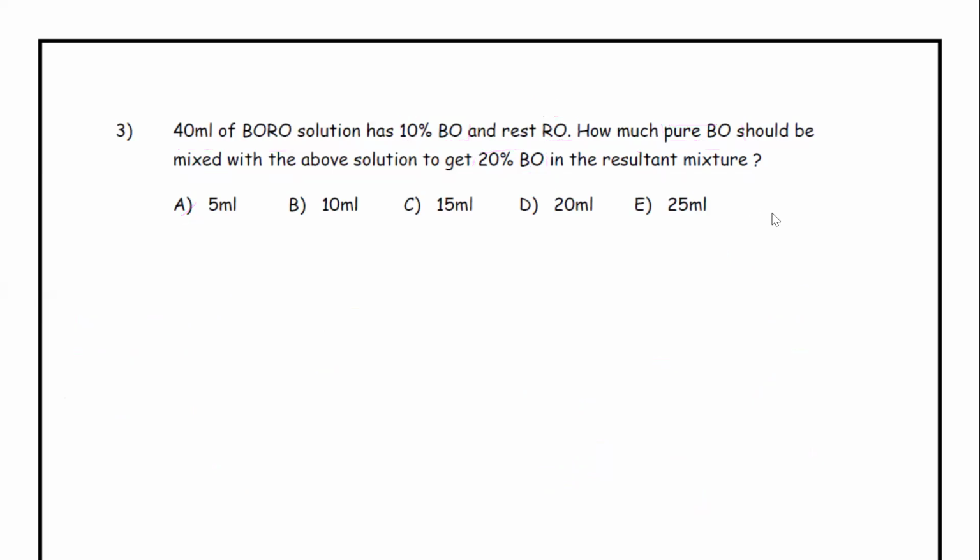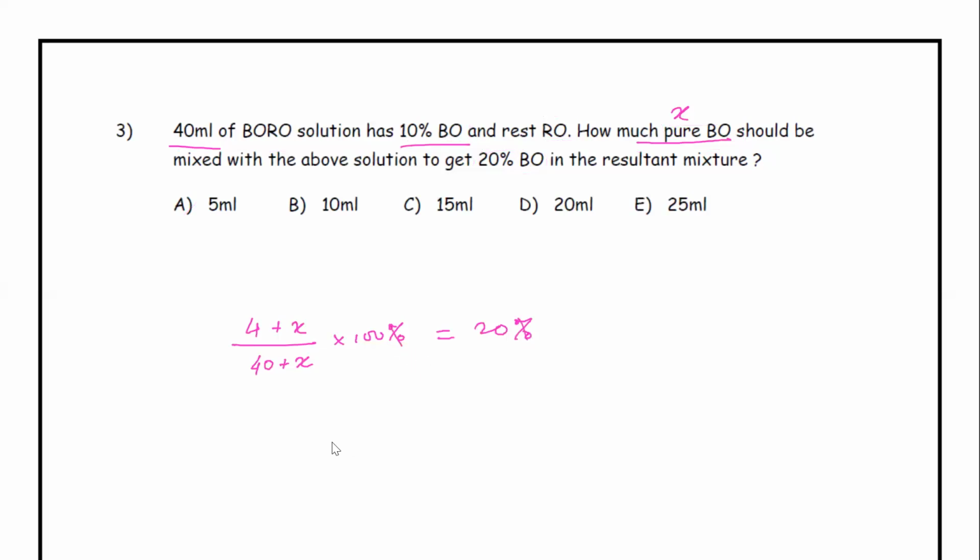Now I'll solve this using the classic x method. So how much pure Bo? Let it be x. So numerator and denominator. In the denominator, it is 40 ml plus x amount of pure Bo. And in the numerator, you'll have 10% of 40 ml, which is 4, and x into 100%. And that is equal to 20%, basically.